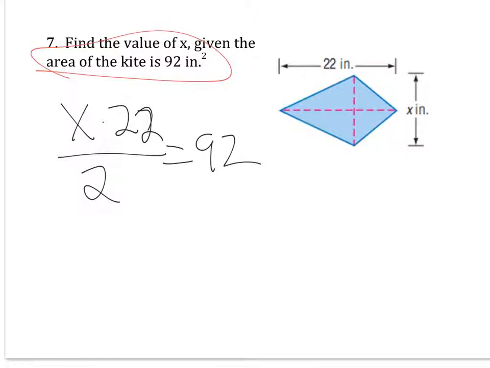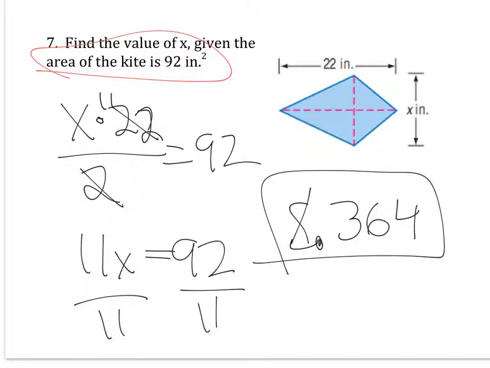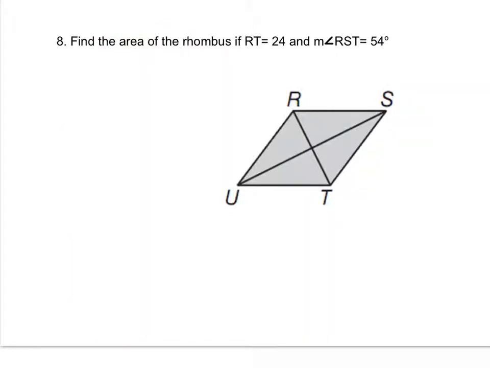All right, so now, a couple different things I can do. I can either multiply both sides by 2 and get rid of this, or if you're moderately clever, you can realize, hey, 22 over 2 is just 11. So that means 11x equals 92. So divide by 11. And I'm going to get about 8.364. There's my answer. So that's approximately how big that diagonal is. Okay, let's take a look at the last piece.